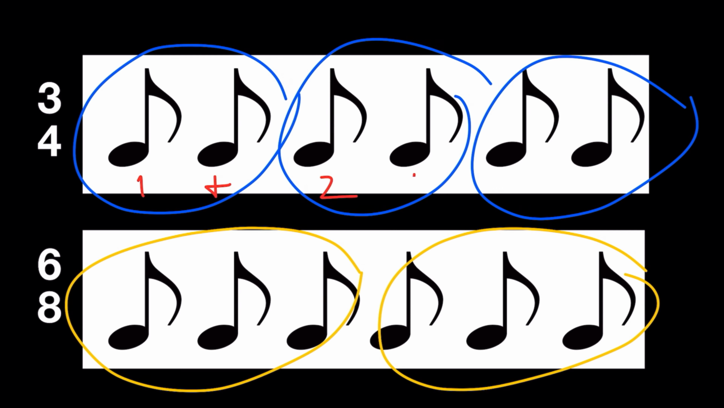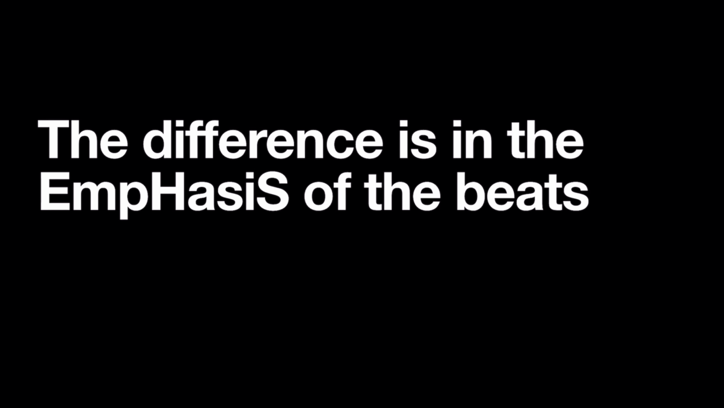So in 3/4 time, we're going to be emphasizing beat 1, as in 1 and 2 and 3 and 1 and 2 and 3 and 1 and 2 and 3. And in 6/8 time, we're going to be emphasizing beat 1 and then giving a small emphasis on beat 4. So 1, 2, 3, 4, 5, 6, 1, 2, 3, 4, 5, 6. And that's the real difference. The emphasis of the beat changes the feel of the music.